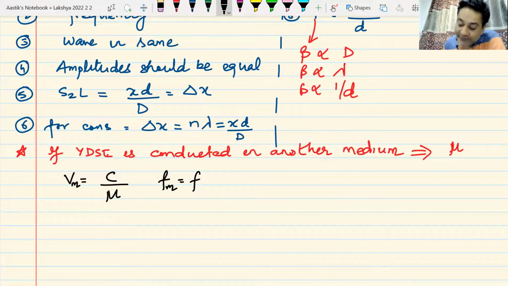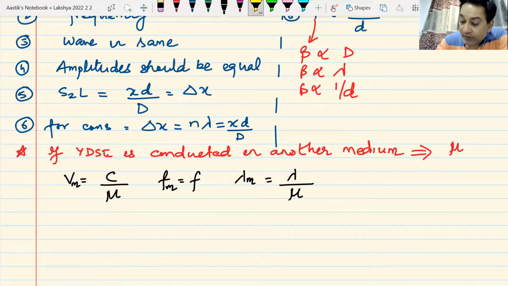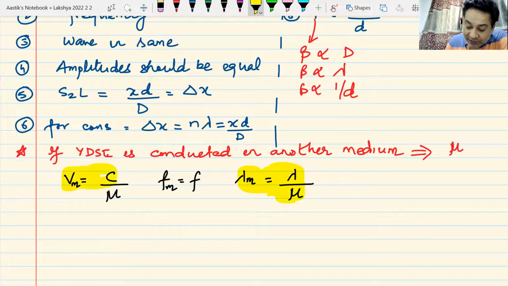Do we understand this? Yes, sir. Frequency remains the same, but the speed has changed. That means the wavelength in the medium becomes lambda in air divided by mu. Do we understand this? Yes, sir. This is the most important thing: these three things. Lambda will change, speed will change, we have seen that in refraction, but the frequency will remain the same. Please let me know that you have understood this.